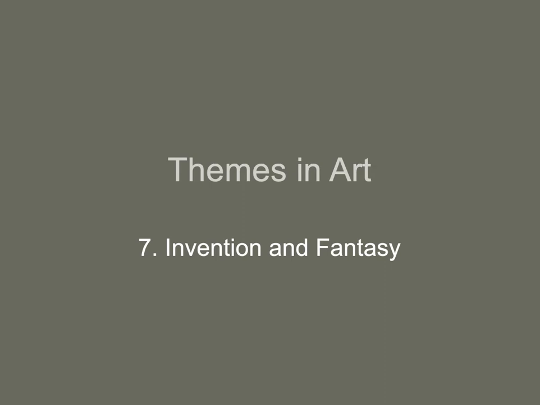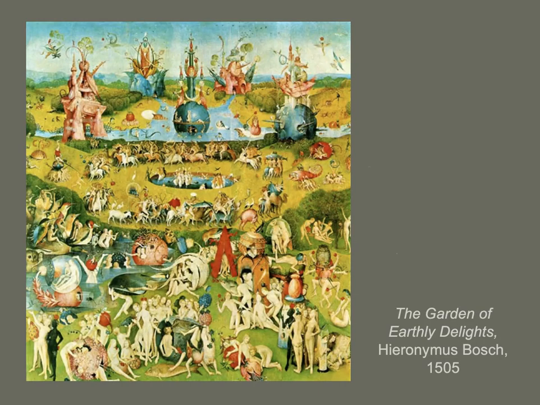The next theme in art we're going to talk about is invention and fantasy. So paintings or sculptures can bring an imaginary place to life visually. Artists use their imagination to create artwork. Sometimes they're not looking outward or inward. They're just using their imagination. This is the Garden of Earthly Delights by Hieronymus Bosch from 1505.